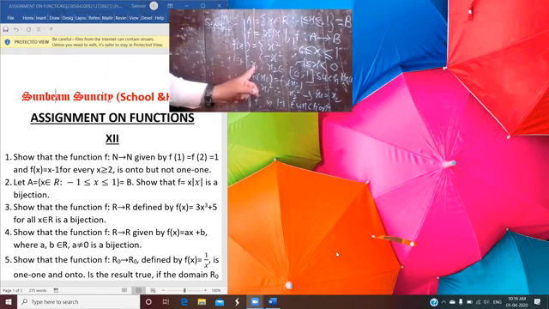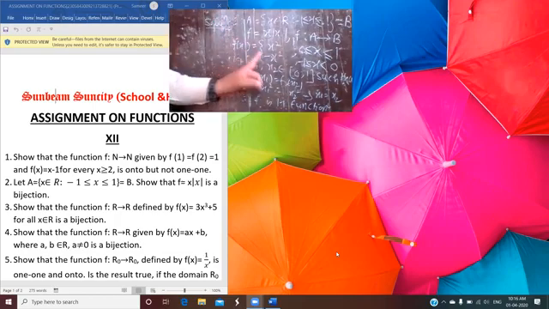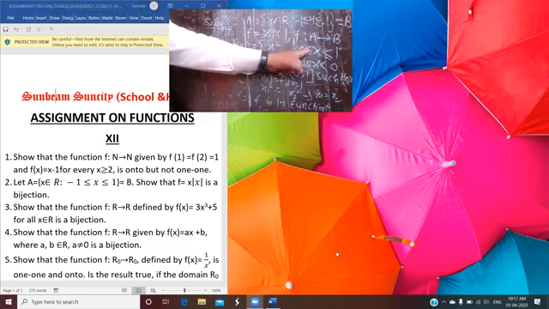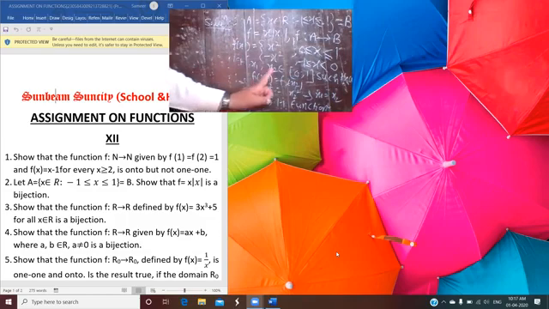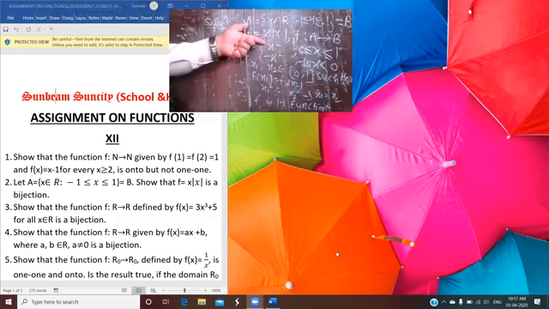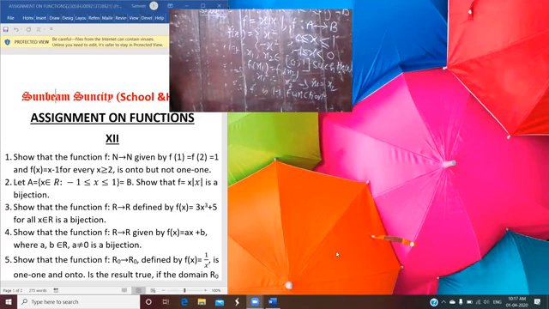Now first, we take the first part in this interval. We take two distinct elements, x1 and x2, that belong to the first interval 0 to 1, such that as per definition f(x1) is equal to f(x2). Putting the values of x1 and x2 in this function x square, you have x1 square is equal to x2 square, and that gives x1 is equal to x2. So you can write f is 1-1. In this way, you prove the first part.